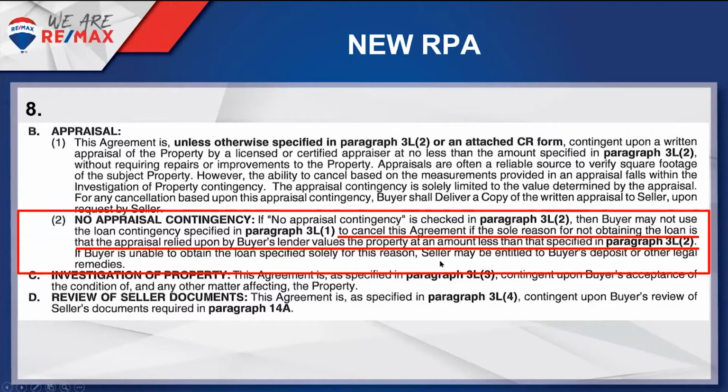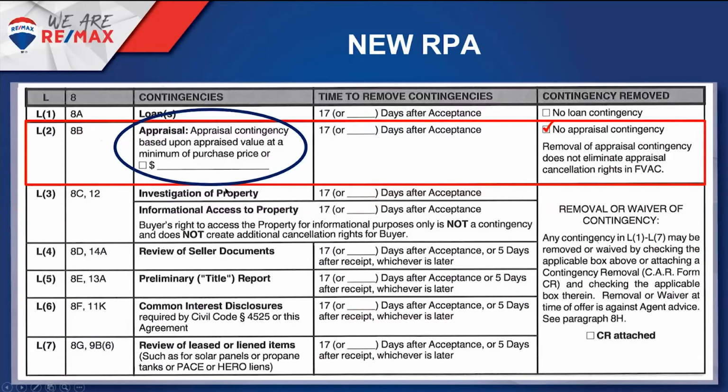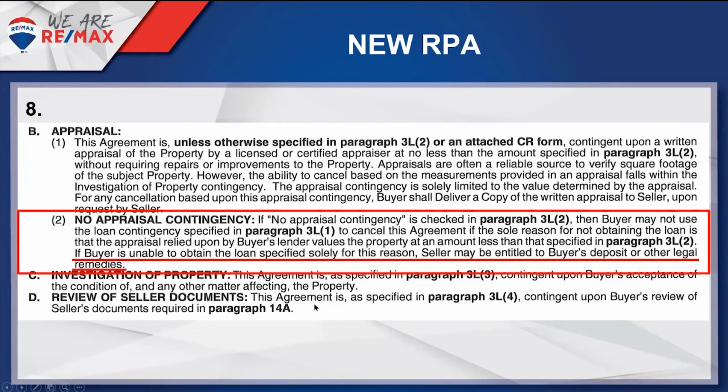And of course, that's assuming you could get the loan if it appraised, but the lender's not going to give you the loan if it doesn't appraise. But you're still not going to be able to use the loan contingency because the buyer qualified for the loan, the property didn't, and there's no appraisal contingency. And that dollar amount, if that's the purchase price, or a lower amount if the buyer so chooses.